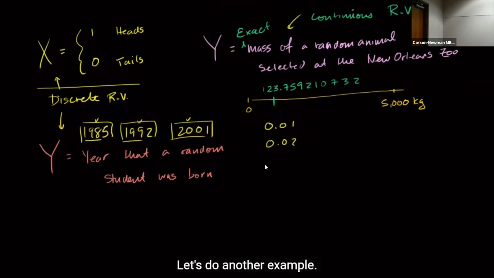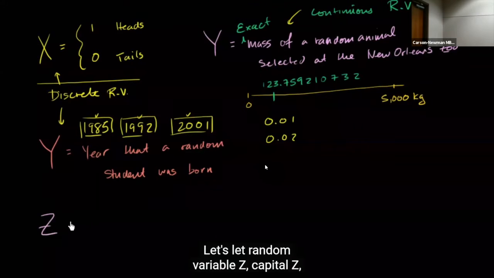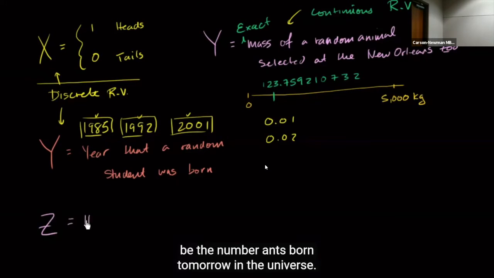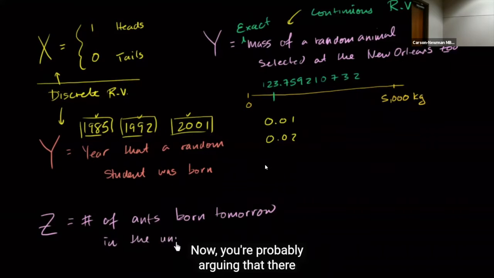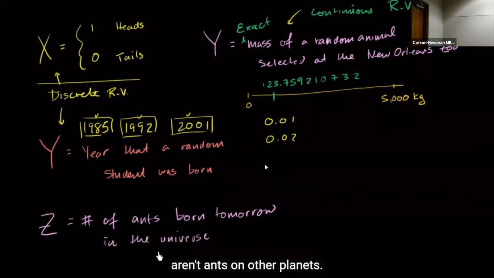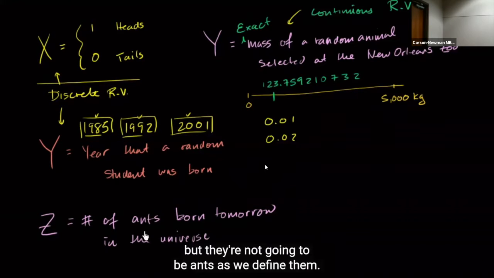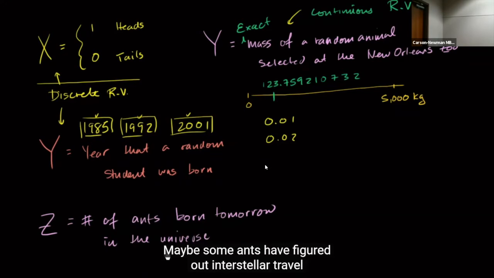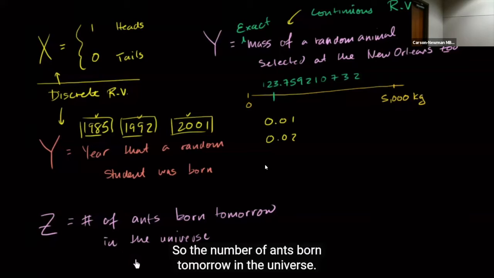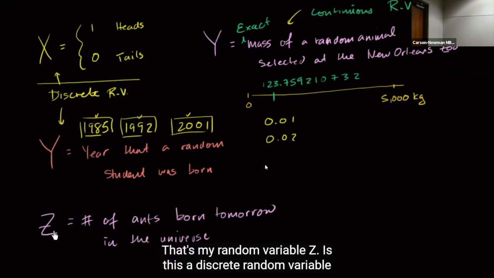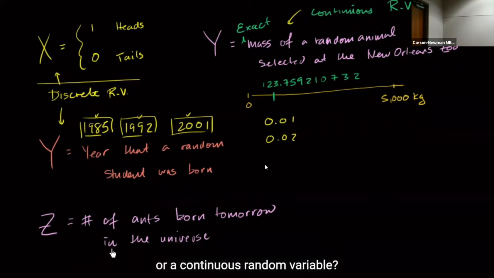Let's do another example. Let random variable C, capital C, be the number of ants born tomorrow in the universe. Now, you're probably arguing that there aren't ants on other planets, or maybe they're ant-like creatures, but how do we know? Maybe some ants have figured out interstellar travel of some kind. So, the number of ants born tomorrow in the universe, that's my random variable C. Is this a discrete random variable or a continuous random variable?